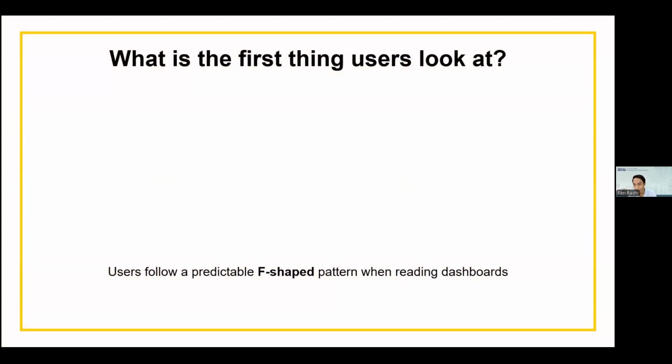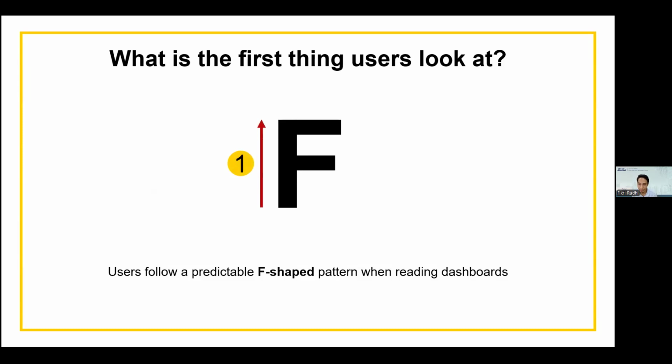So what is the first thing the user looks at? The user will follow a predictable F-shape pattern when reading the dashboard. This is from the research, not created by myself. The F pattern looks like the letter F. Our eyes will look first from here, the vertical, and then the second part, and the third part. This is how our eyes move, the eye tracking, when most users look at a dashboard.